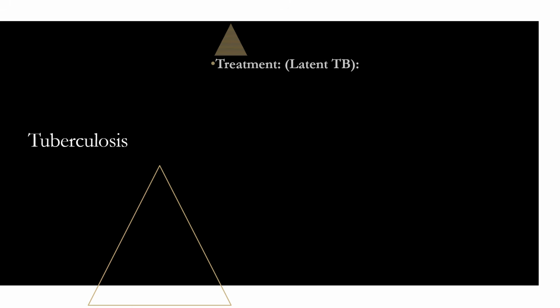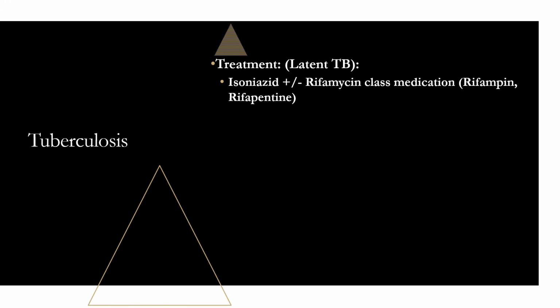Latent TB is very easy. It's basically isoniazid plus or minus a rifamycin class medication. So that's either rifampin or rifapentine. None of the treatments available for latent TB have been shown to be superior to another. So you can do just isoniazid by itself, you can do rifampin by itself, or a combination of isoniazid and rifampin or isoniazid and rifapentine.